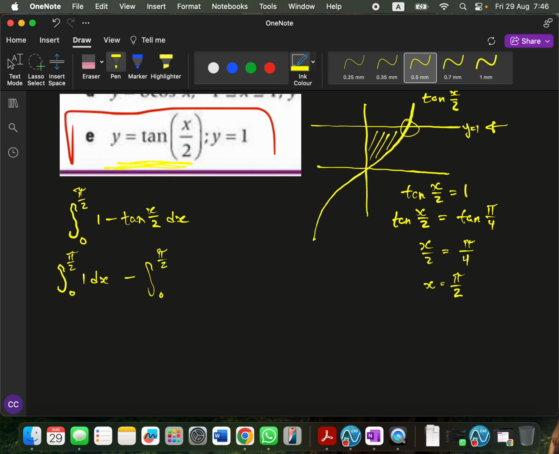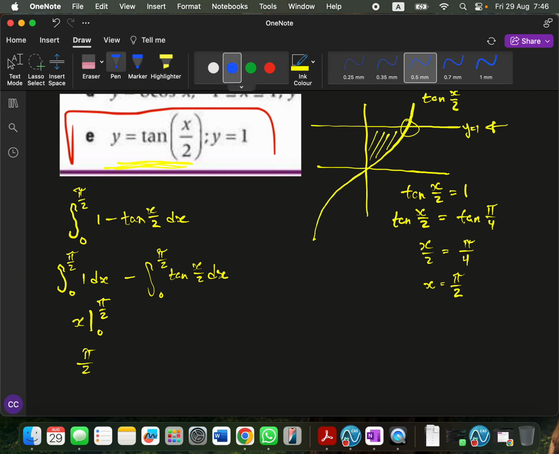Pi over 2 of the tangent of x over 2 dx. Very quickly I can solve this one. So this is just going to turn into x evaluated from 0 to pi over 2. Well, that's just going to be pi over 2, because when x is 0, we get 0. So we got our first part done.